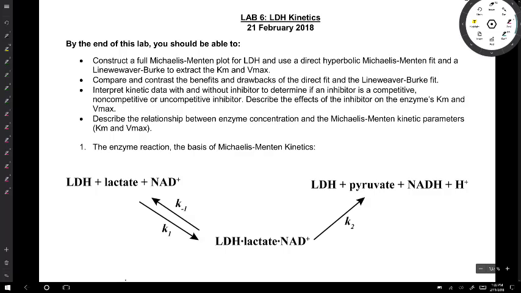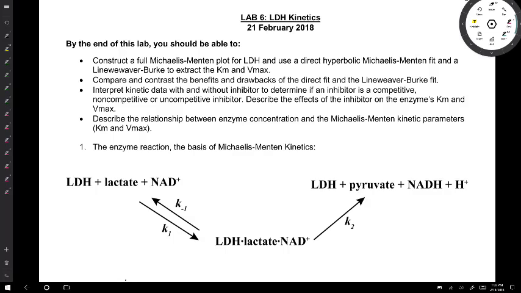Hello everyone. So today we're going to talk about Lab 6, which is on the Michaelis-Menten enzyme kinetics of lactate dehydrogenase. By the end of this lab, you should be able to construct a full Michaelis-Menten plot as well as a Lineweaver-Burk plot for LDH, and use a direct hyperbolic Michaelis-Menten fit and also a Lineweaver-Burk fit. You should be able to extract the Km and the Vmax.